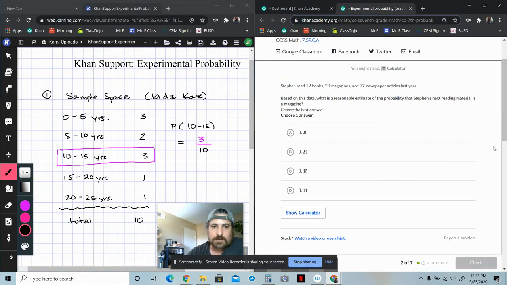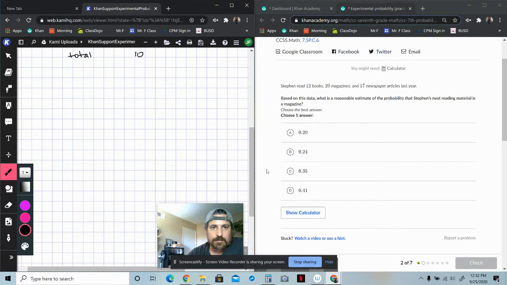So it says here, let's scroll this down to the next one. All right, next question. Number 2. It says, Stephen read 12 books, 20 magazines, and 17 newspaper articles last year. So the sample space in this case is Stephen's reading habits, okay? So the sample space is the collection of all possible outcomes. And in this case, it's Stephen's reading habits, right? Stephen's reading list.